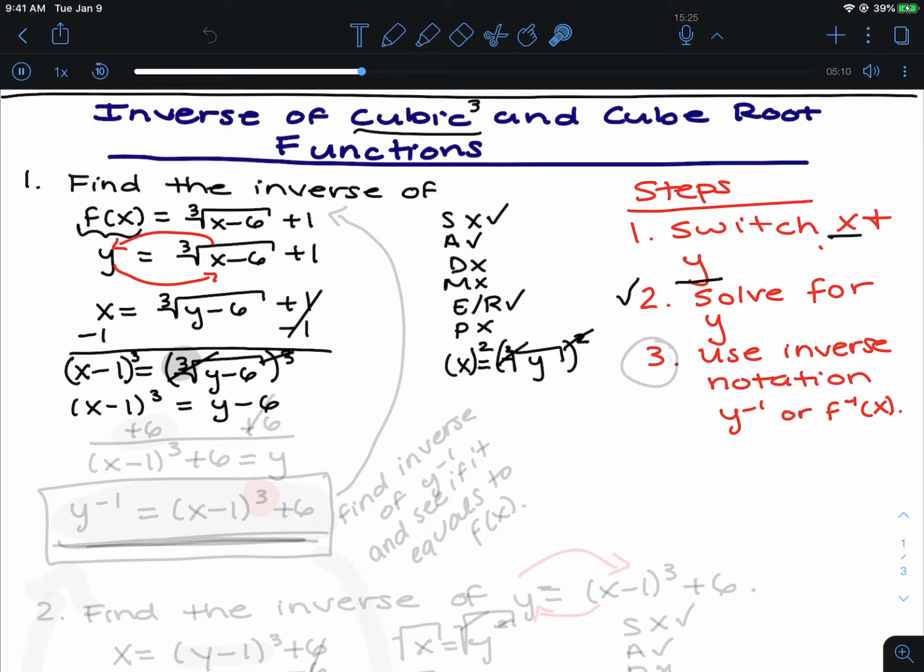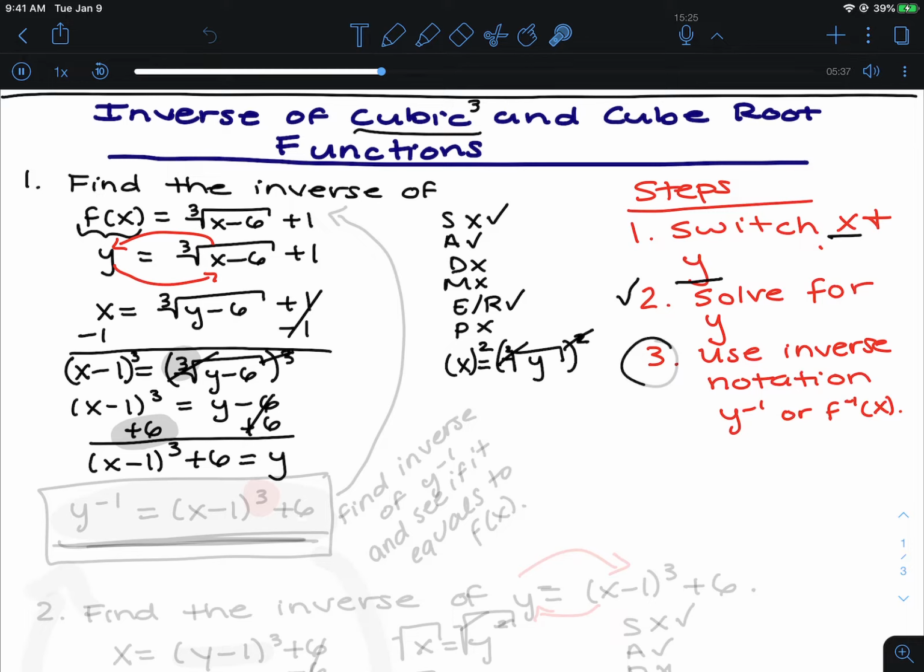Yes. So what would be the opposite of a minus 6? Well, a positive 6. So I add this to the other side. This right here cancels out. Now my question to you guys, is this 6 going to go inside the parentheses or outside? I hope your answer to that question was outside. So now I'm going to get (x - 1)^3 + 6 equals y.